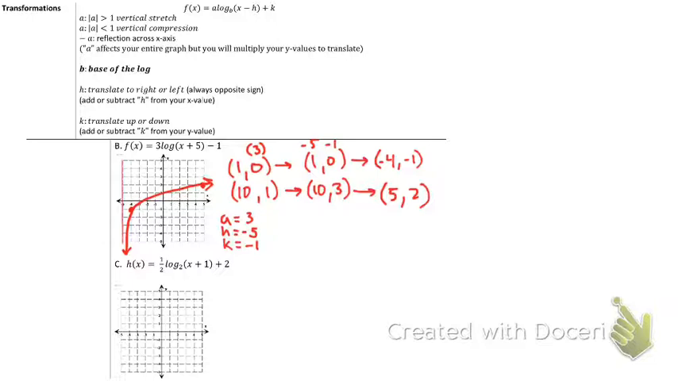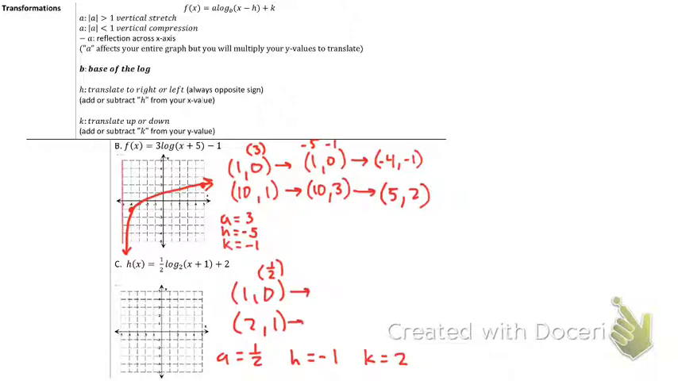Start with our original points, 1, 0, and then B, 1, which is 2, 1. My A is equal to 1/2. My H is equal to -1, and then my K is equal to 2. All right, so we're gonna have a compression, shift left 1, and then shift up 2. So the A multiplies with the Y values. So that's going to be 1, 0, 2, 1/2, or 0.5.